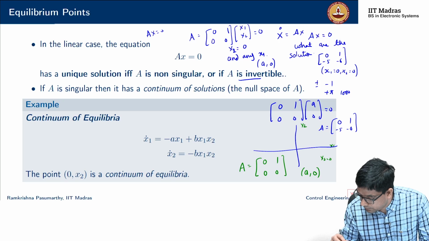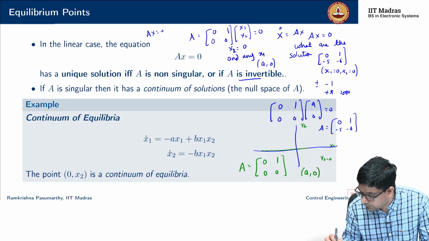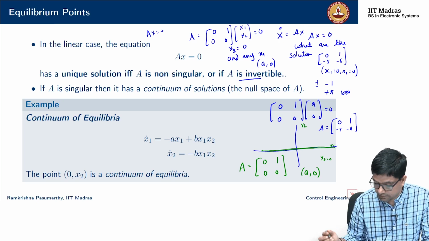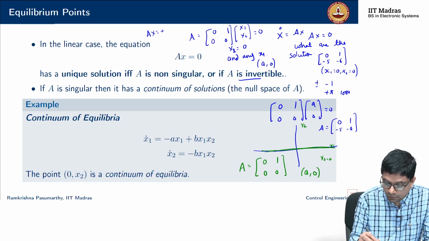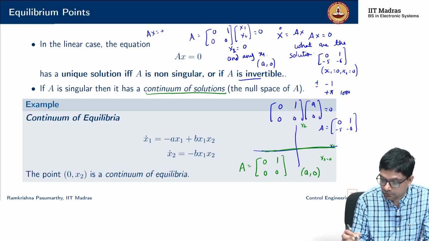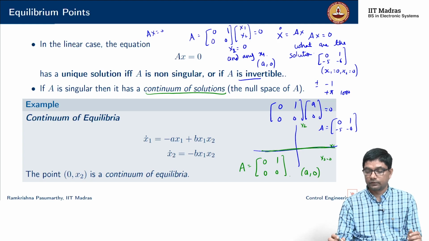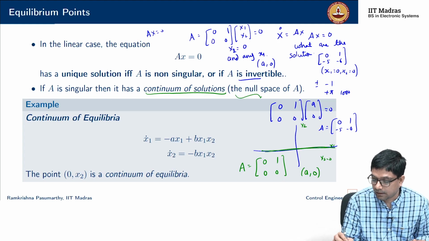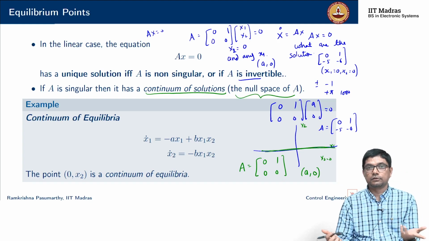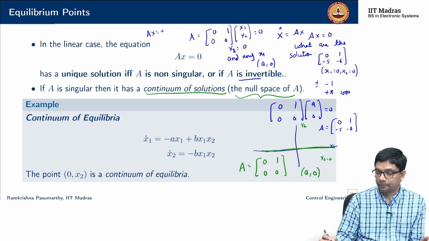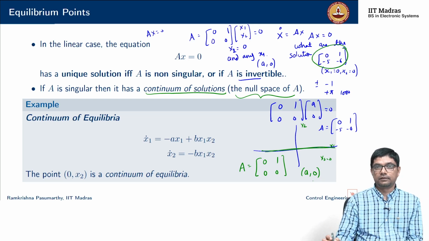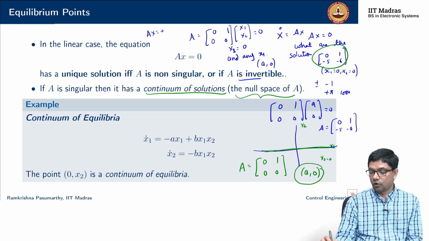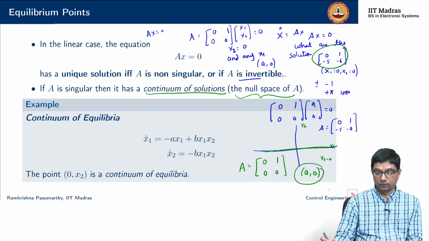So any point on the x axis is an equilibrium, and this is called a continuum of solutions, or a continuum of equilibria. In linear algebra language, this is called the null space of A. In the first case, the null space has only the trivial vector, that is 0 comma 0. In this case, the null space consists of all vectors of the form a comma 0.